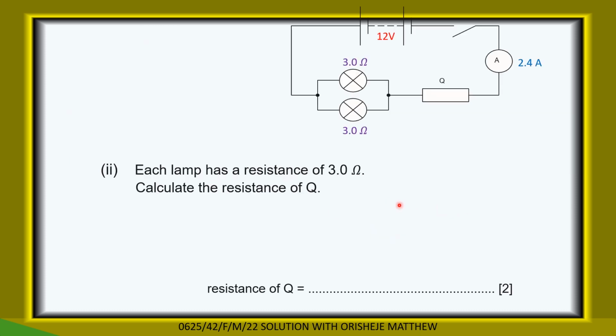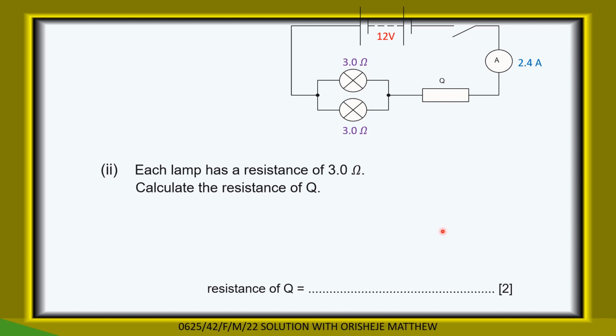Now, each lamp has a resistance of 3 ohm. Calculate the value of the resistance Q. So 3 ohm and 3 ohm connected in parallel will give an effective resistance that is half of it, which is 1.5. And since the total is 5 ohms, remove 1.5 from 5. This will give me 3.5.